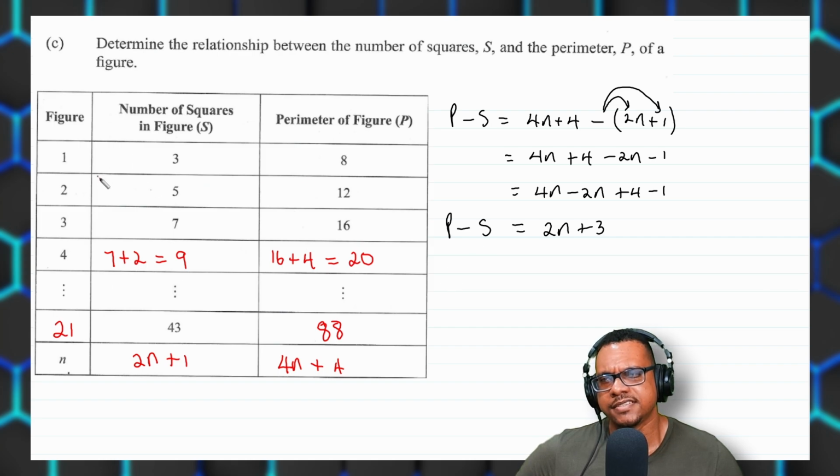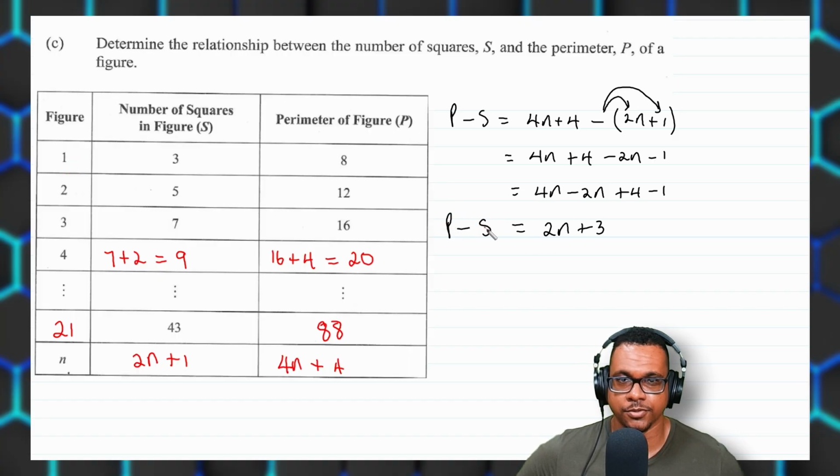So now if we look at this table for the figure number 1, and we look at the difference between the perimeter and the number of squares, 8 take away 3 is 5. So for figure 1, this is the perimeter, take away the number of squares. So if we put figure 1 in here, 2 times 1 is 2 plus 3 is 5. So you can see that this would give the relationship between the perimeter and the number of squares.